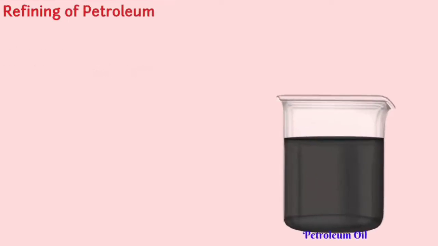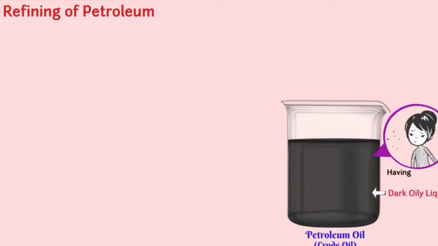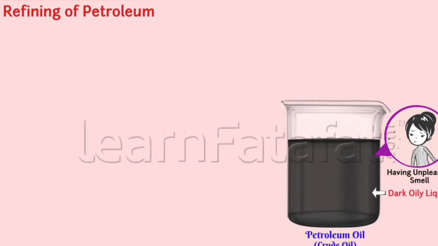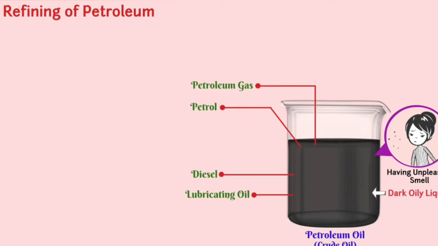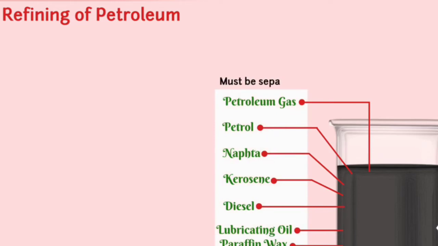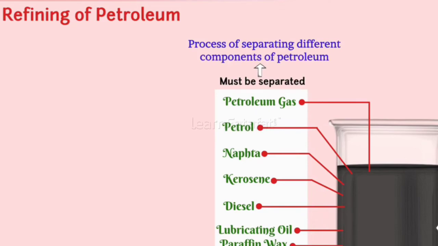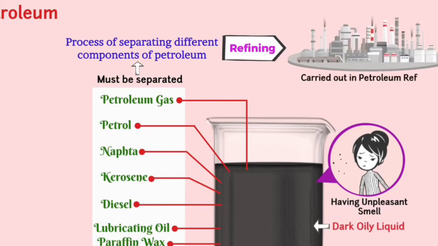Refining of petroleum. Now, petroleum oil or crude oil obtained is a dark oily liquid having an unpleasant smell. It consists of different constituents such as petrol, petroleum gas, diesel, lubricating oil, paraffin wax, etc. These components must be separated, and the process of separating different components of petroleum is called refining. It is carried out in a petroleum refinery.